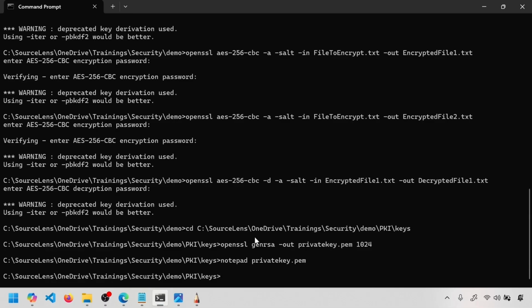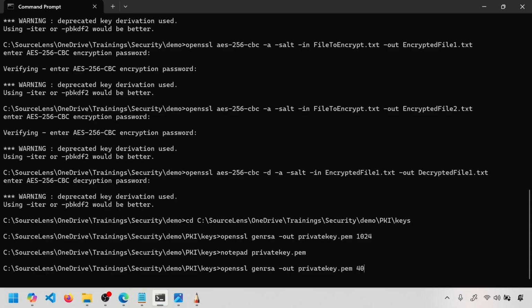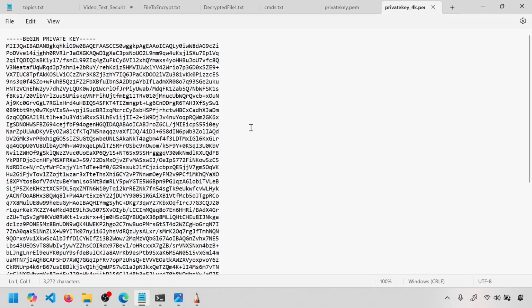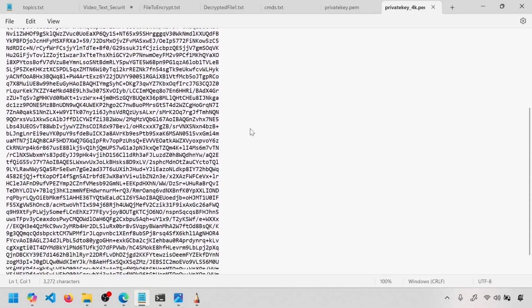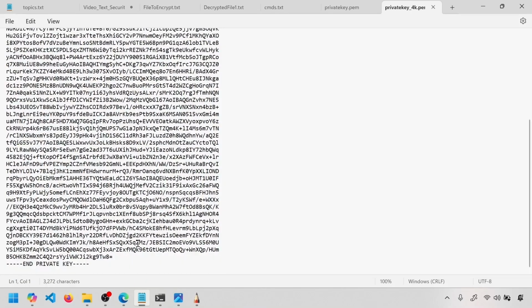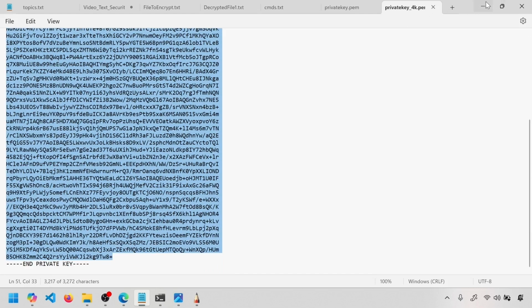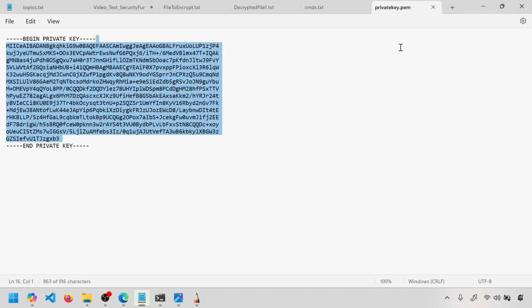And let's see the 4K key. I'll generate a 4K key just for showing how big it is. Underscore 4K, and I'll use 4K here, 4098, and I'm going to open that in Notepad, underscore 4K. As you can see, this is pretty big, 4 times as big as the previous one. Again, it is one big number right here. We have the 4K private key. Let's continue generating the public key. So I'm going to close this. We'll be using the small key for our purpose.